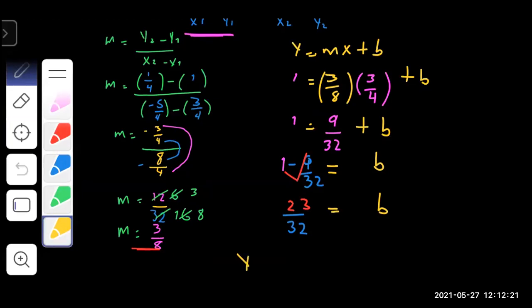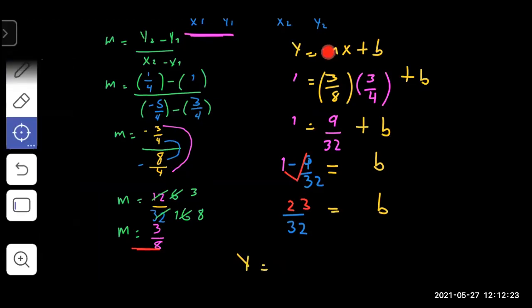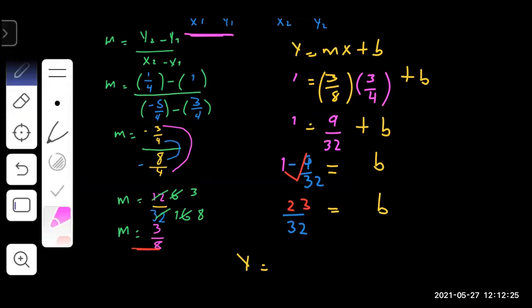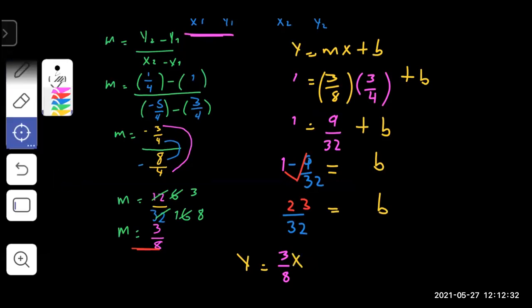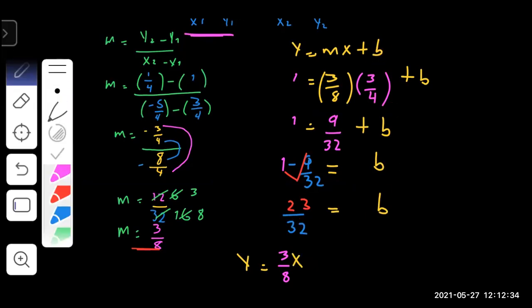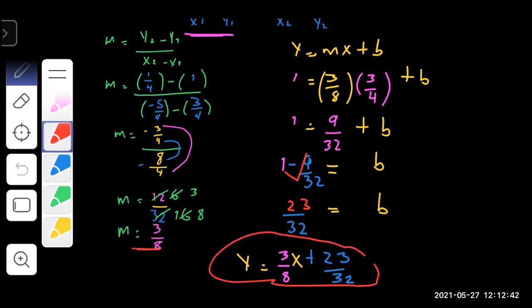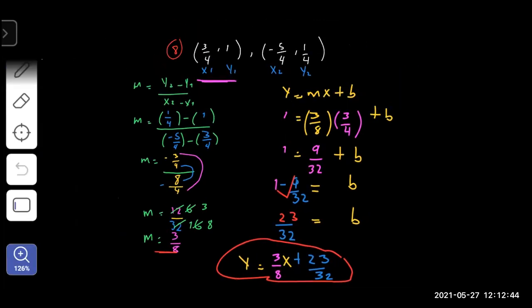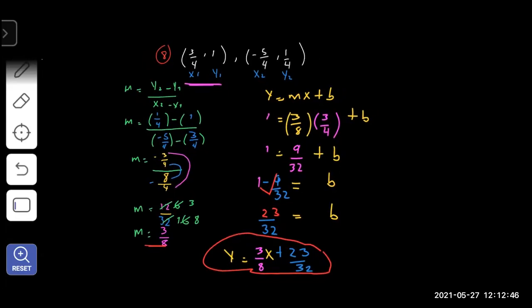Oh my gosh, this was really hard. What is m, guys? What is the slope? 3 over 8. Correct. X. And what is b, guys? 23 over 32. Plus 23 over 32. And we got it. Oh, this was hairy, guys. So we got it, guys. With fractions, we have to work a little bit more.